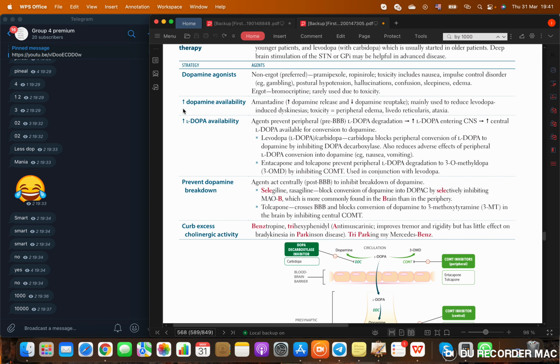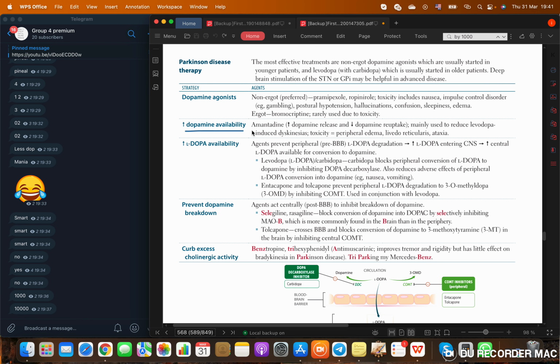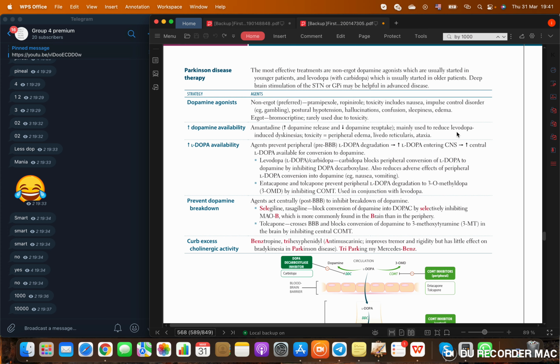The next medication is something that is going to increase the dopamine availability. We have amantadine. Oh, nice, amantadine. Amantadine increases the dopamine release and decreases its uptake, which increases the amount of dopamine in your circulation. It is mainly used to reduce levodopa-induced dyskinesias. And the toxicity will lead to peripheral edema, livedo reticularis, and ataxia.